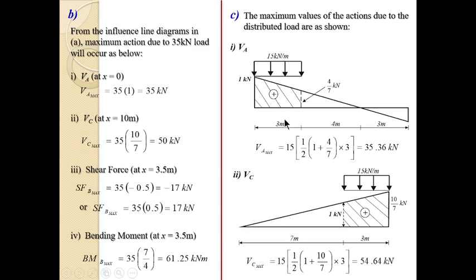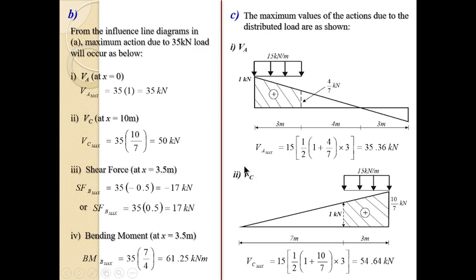We call this distance, which is 3. We now multiply it by 3. That gives us the area of the trapezium. We now multiply the whole of that by the magnitude of the load, which is 15. And that gives us 35.36 kilonewtons. So that is the maximum reaction at A when the force is moving across the beam, the load.